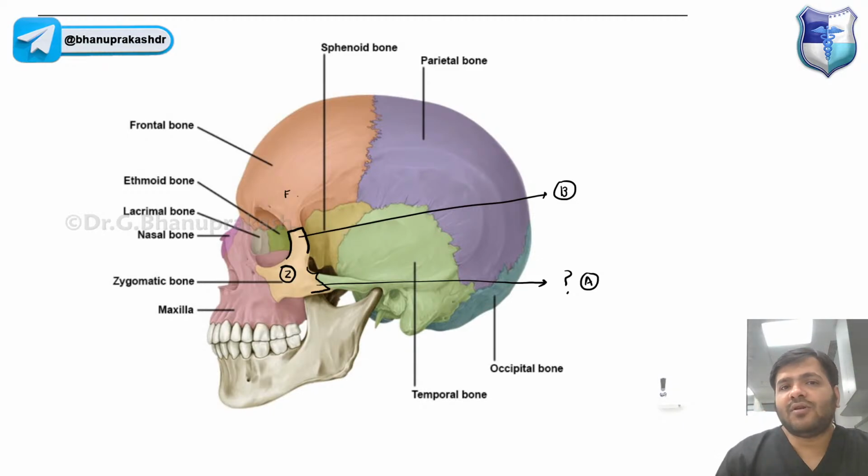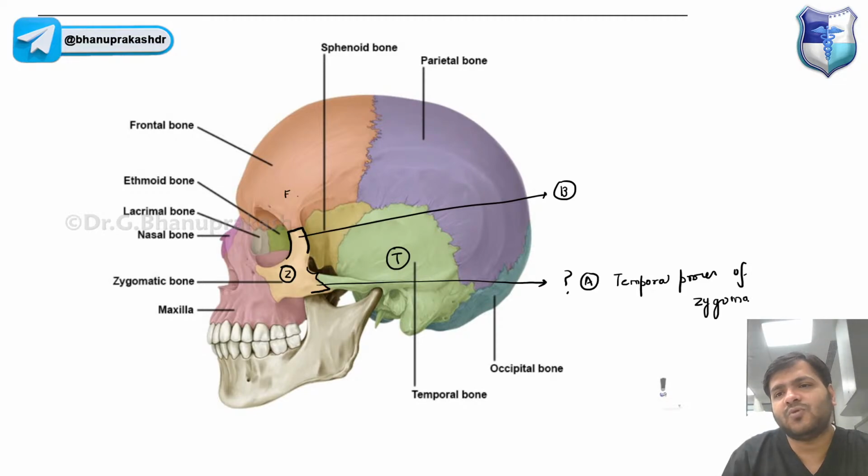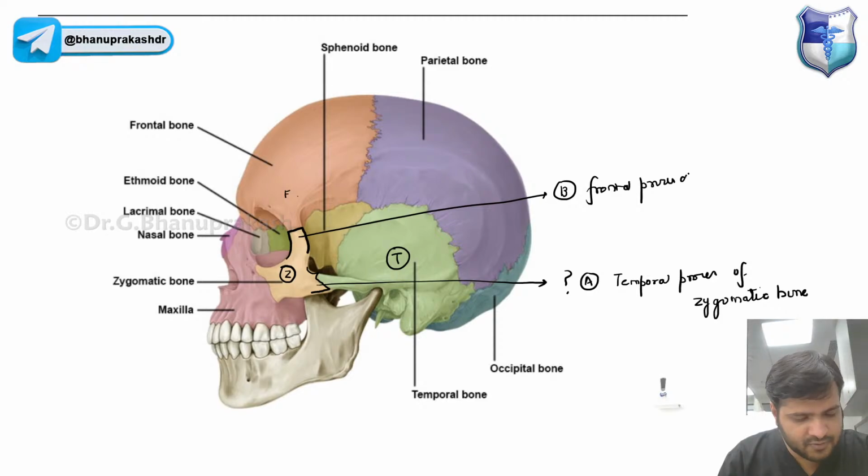Anyone in the chat box, show some knowledge. You already know the one going towards the temporal bone. It is called the temporal process of the zygomatic bone. Look, it is a part of the zygomatic bone, and it goes towards the temporal bone. The above one is called the frontal process of the zygomatic bone. Yes, Shahidur Rahman, very good. So we have two processes, frontal and temporal.